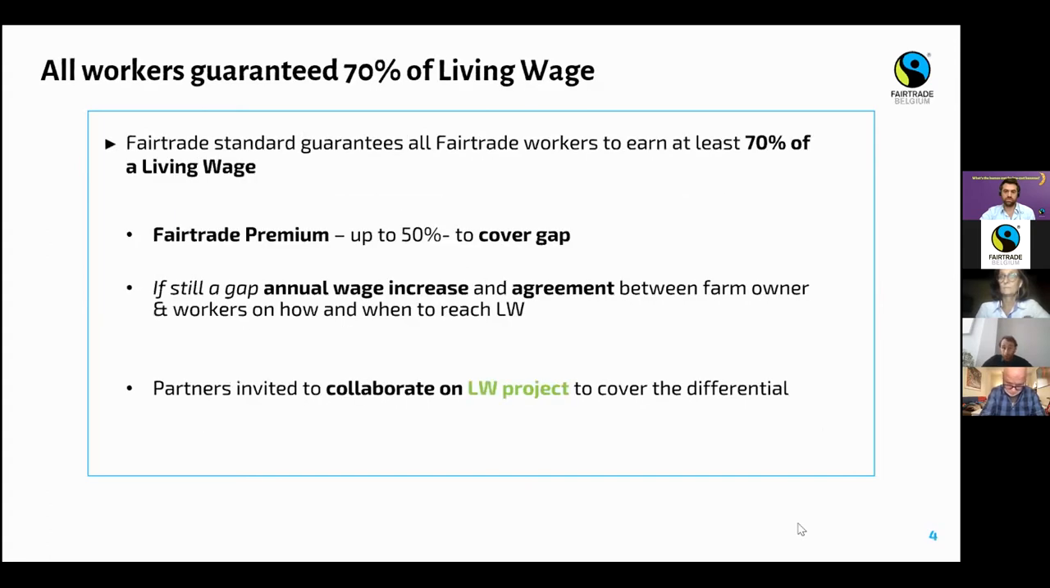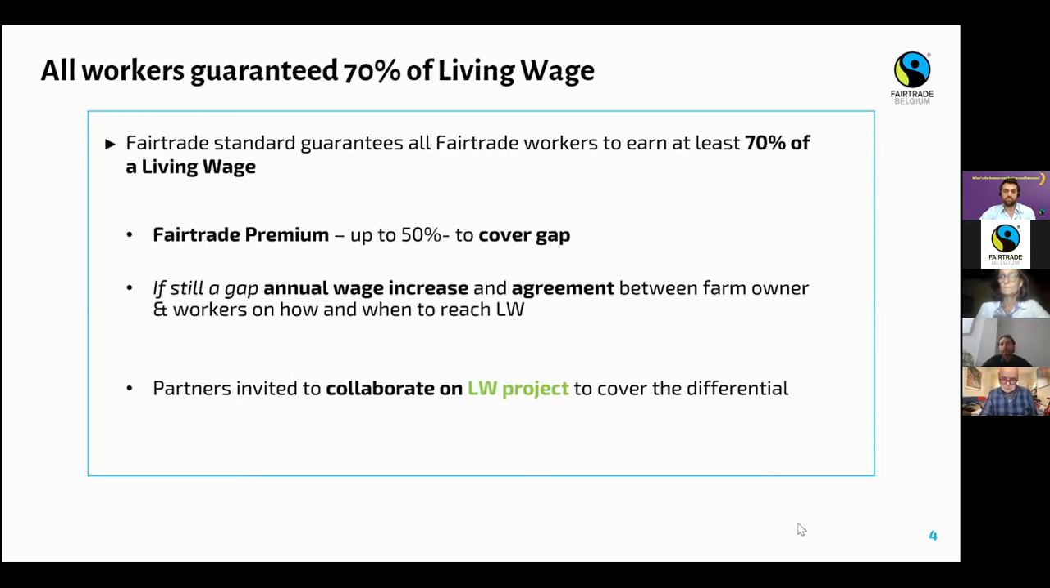Living wage, living income is human rights. And that's why, as of last year, we included living wage in our banana standard. To start, at this stage, all workers should earn at least 70% of living wage. And the Fair Trade Premium can be used up to 50% to cover the gap with living wage.